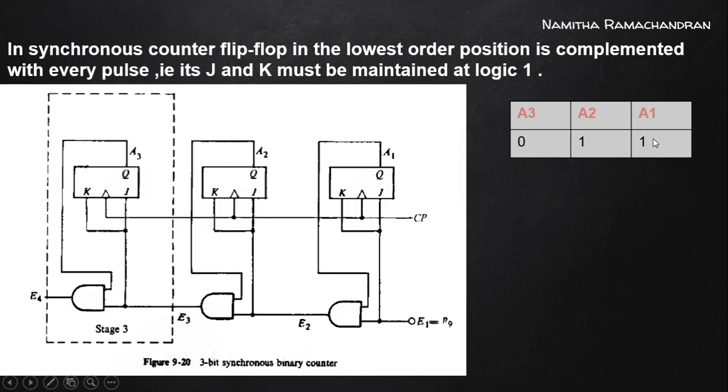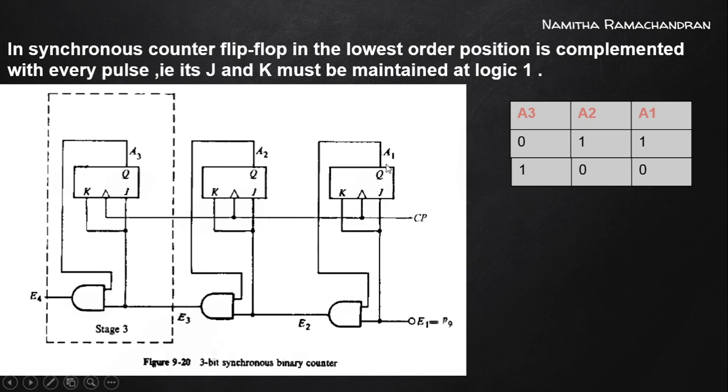Okay, so for that consider this. This is the 3-bit information, A1, A2, A3 with value 1, 1, 0 here. Okay, so first of all, this J and K value is 1. So we need to complement this A1 position value always. In the next state, this A1 value always gets complemented.